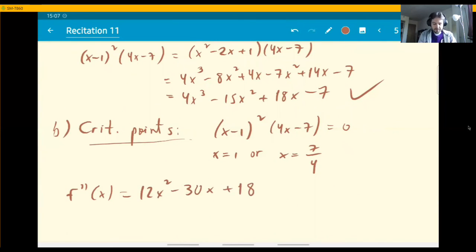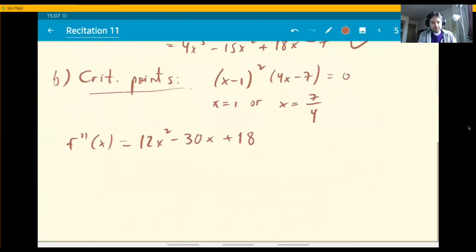Keep this one, we're going to need that. So now let's apply the derivative tests. Second derivative test.